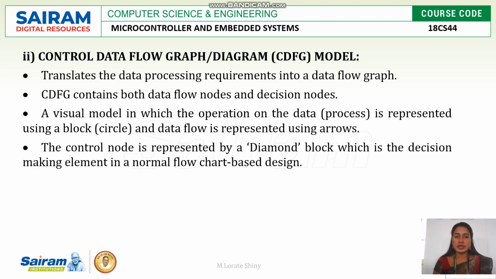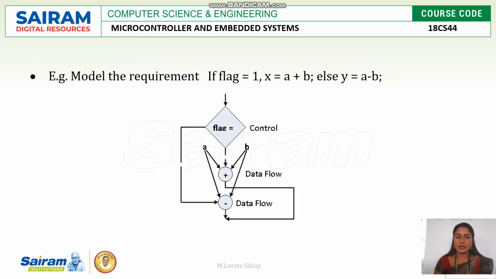In the visual model, the operation on the data or process is represented using a block and data flow is represented using arrows, but the control node is also included here. The control node is represented by a diamond block, which is the decision making element. As in a normal flowchart design, we can see one example.